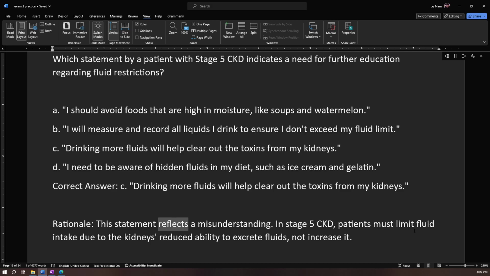Rationale: this statement reflects a misunderstanding. In Stage 5 CKD, patients must limit fluid intake due to the kidney's reduced ability to excrete fluids, not increase it.